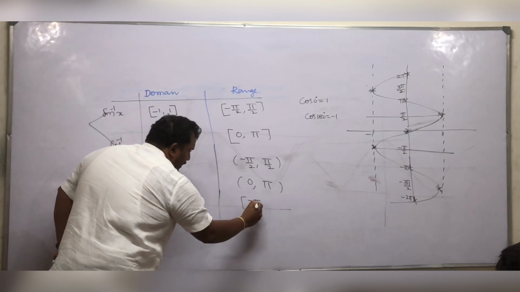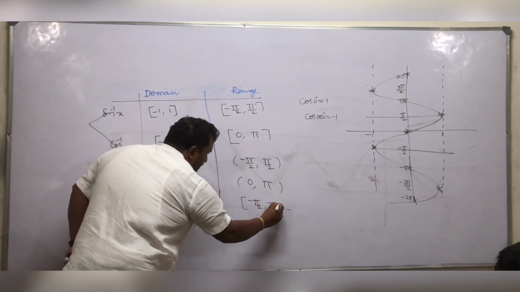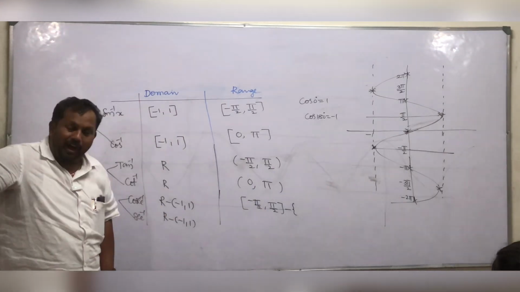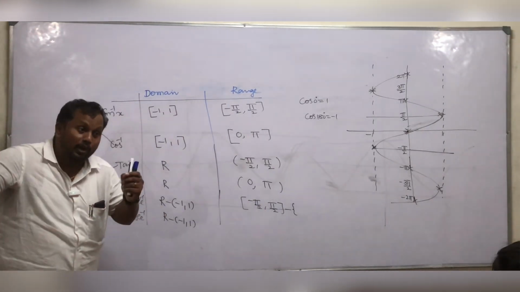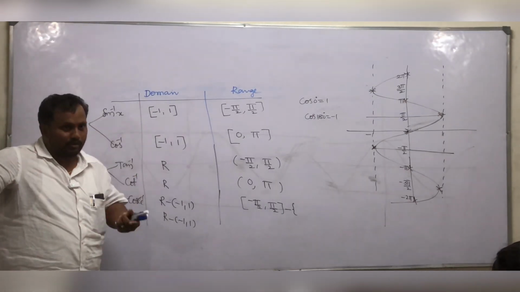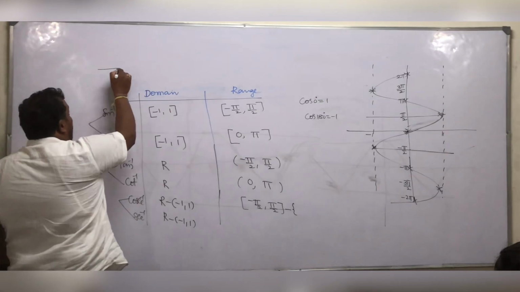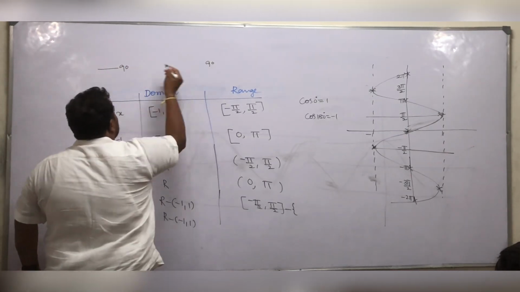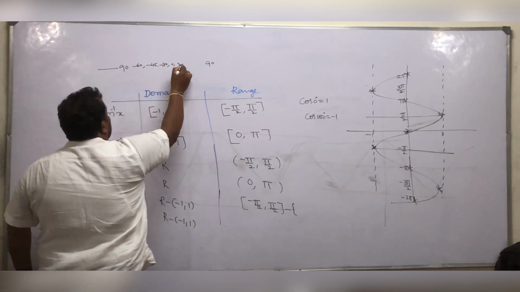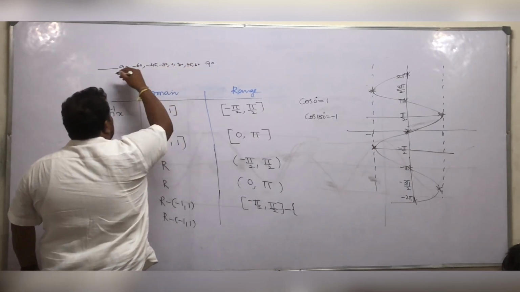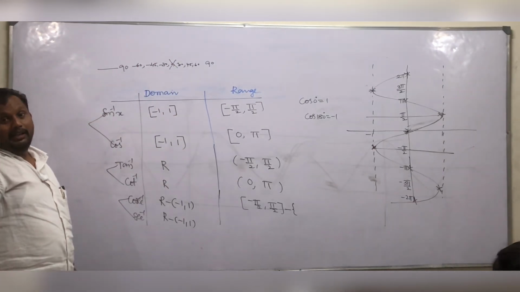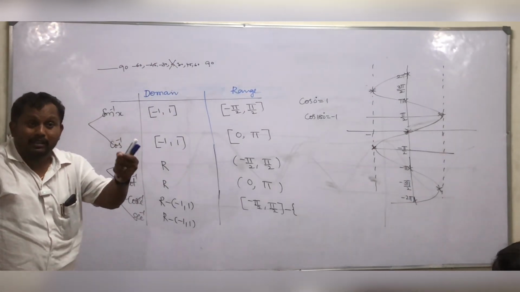Closed intervals of minus pi by 2 comma plus pi by 2, minus 90 to plus 90. All the values are satisfied except 0. Cosecant 0 degrees value is not defined. You know already: minus 90, minus 60, minus 45, minus 30, 0, 30, 45, 60. Each and every value is satisfied except 0. That's why cosecant 0 degrees value is not defined.